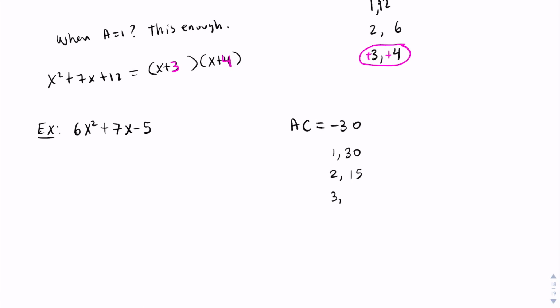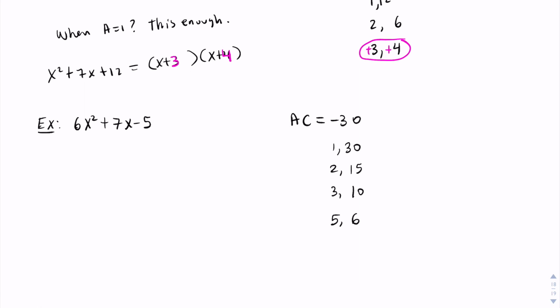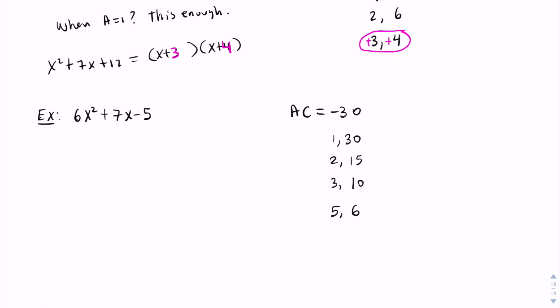15, 3, 10. 4 times what gives you 30? It doesn't work, right? So 5, 6. Yeah, 5 and 6, and you stop there because the next one will be 6 and 5, but you already have that pair. And which of these pairs are you going to select? The one that adds up or subtracts to 7, right? So 1 and 30 is not selected, 2 and 15 is not, 3 and 10 works because 10 minus 3 works, right? And this one doesn't work, so 3 and 10 will work.